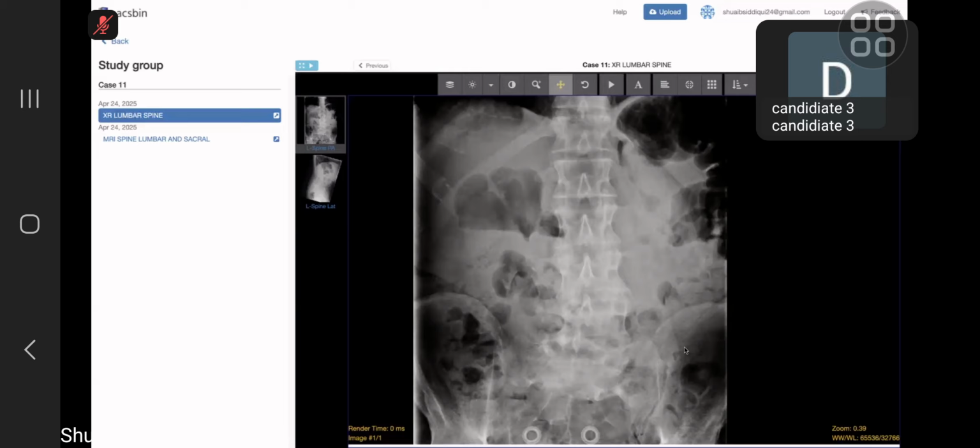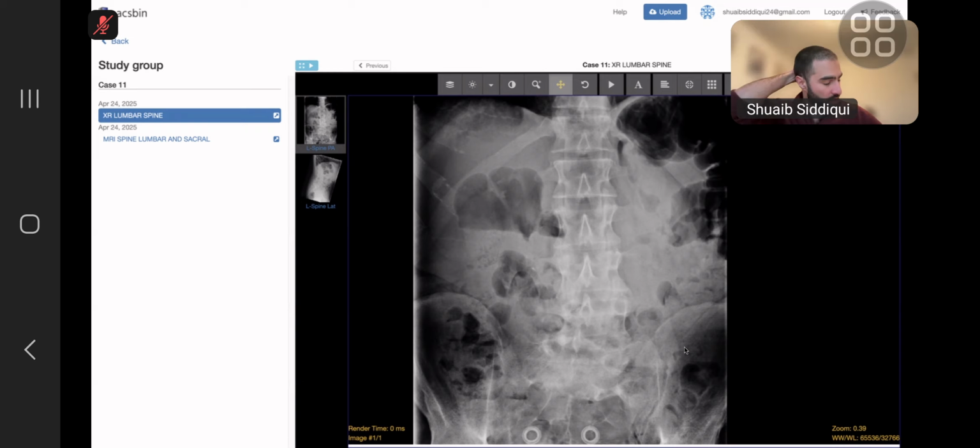I couldn't see a mass abnormality. Just, I would check the sacroiliac joint. I think the right sacroiliac joint is appearing slightly fused. Okay, just ignore that. Just focus on the lumbar spine. Is there anything else you'd like to look at?